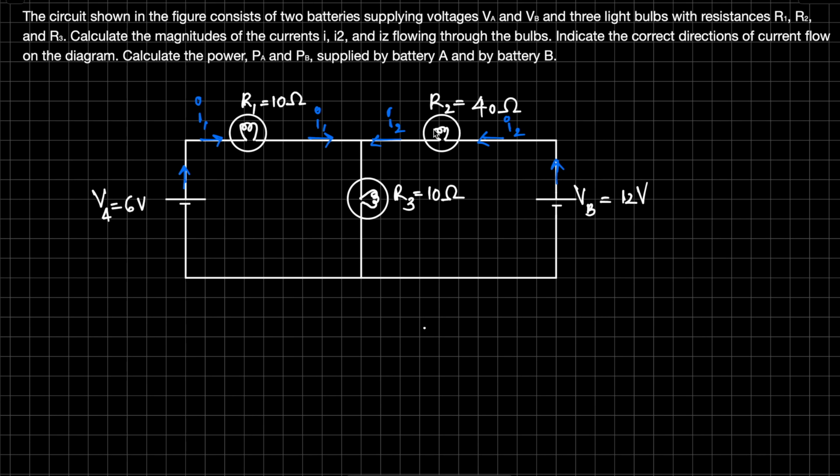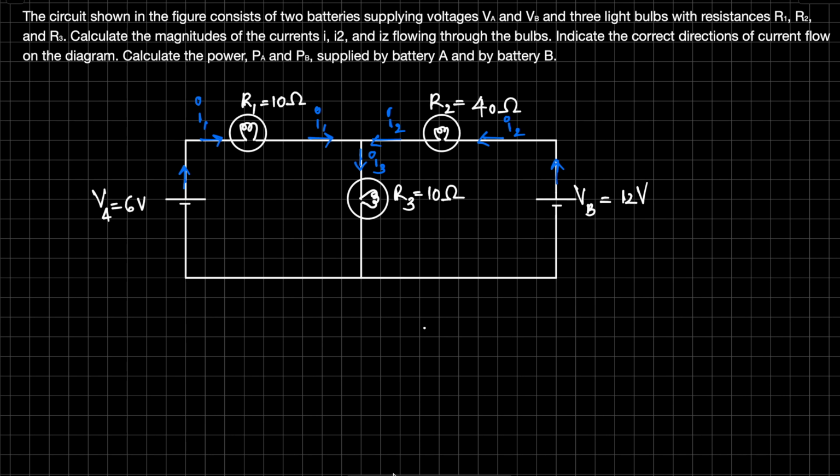So I1 is coming to this junction. I2 is also coming to this junction. And they would flow together downwards. Let's call it I3 because it's flowing through R3. We need to find the value of all these currents, I1, I2 and I3. We have three unknown variables, so we need at least three equations to solve this problem. And let's say you choose the wrong direction for the current, you'll still get the same answer but with a negative sign. So I'm going to apply Kirchhoff's laws here.